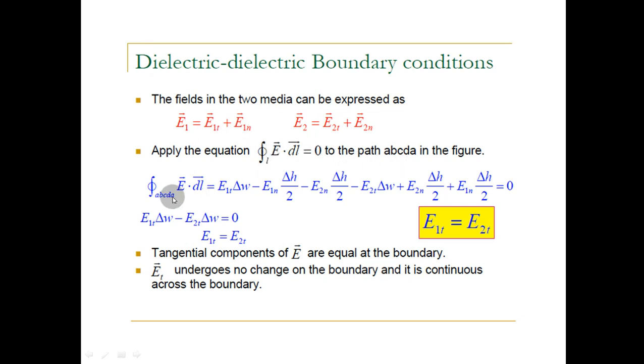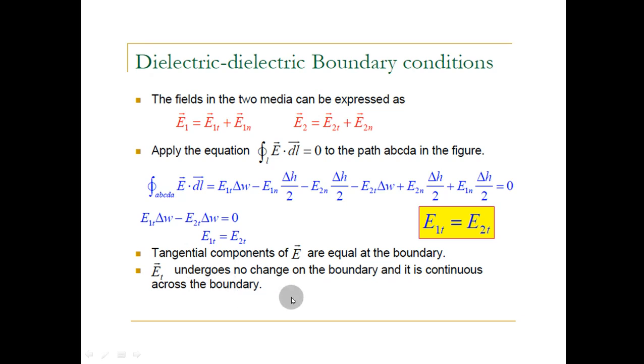Now if we apply this equation, ABCDA can be written as E1t del W, plus E1n del h by 2, minus E2n del h by 2, minus E2t del W, plus E2n del h by 2, plus E1n del h by 2 is equal to 0. And from that we can write E1t del W minus E2t del W is equal to 0. From here we get E1t is equal to E2t. So this is the boundary condition we are talking about: the tangential components of vector field E are equal at the boundary, E undergoes no change at the boundary, and it is continuous across the boundary.